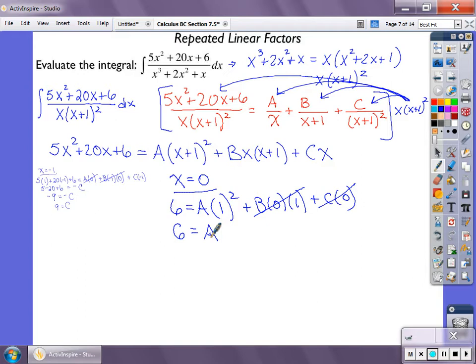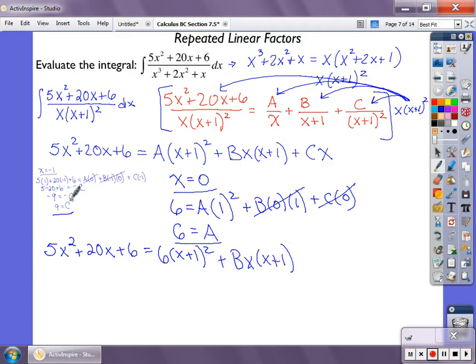Now, unfortunately for us, that was the last convenient value for x. So what I'm going to do here is substitute my A equals 6 and C equals 9 back into my equation. We'll have 5x squared plus 20x plus 6 equals A, which we said was 6, times x plus 1 squared, plus, we do not know B yet, so Bx times x plus 1, and we know C was 9.